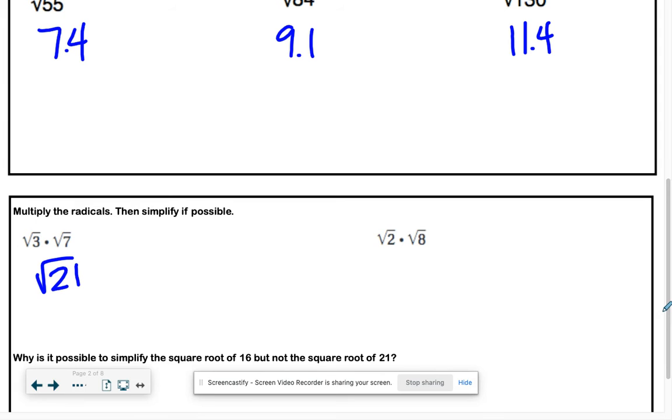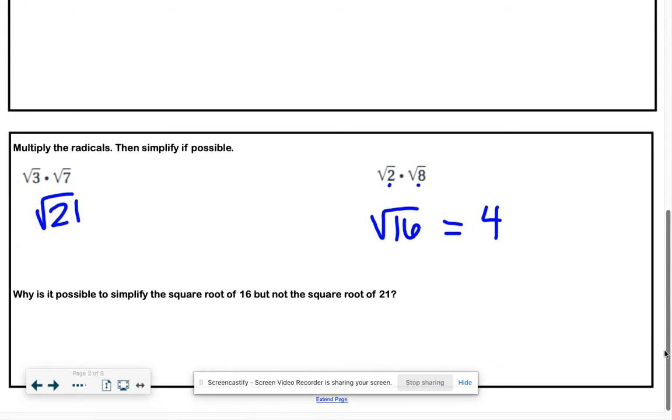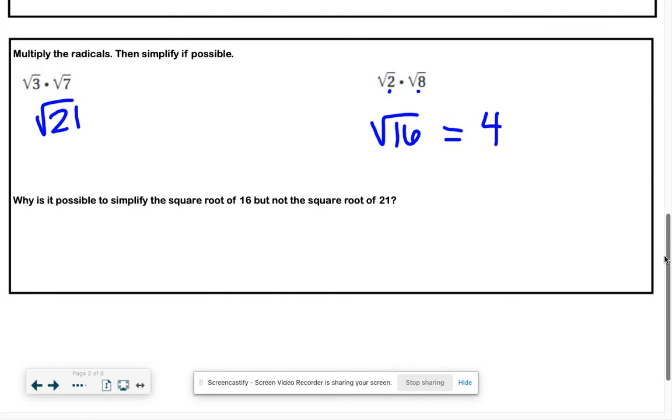If you get a nice number, we'll write it. So on this one, what is 2 times 8? 16. But what's the square root of 16? 4. So how come we were able to take the square root of 16 but not the square root of 21 as a whole number? Have you guys heard of a perfect square? 16 is a perfect square and 21 isn't, so that's why.